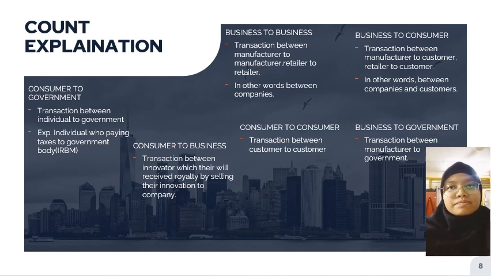Consumer to government is a transaction between an individual and the government. Basically, an individual uses a government website, such as the IRBM website, to pay taxes to a government body.